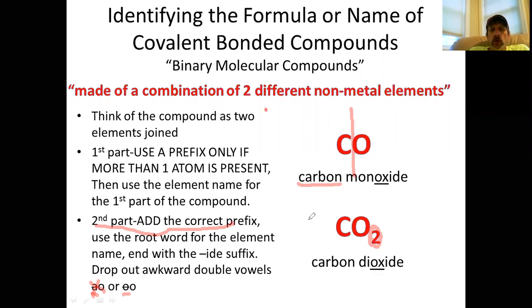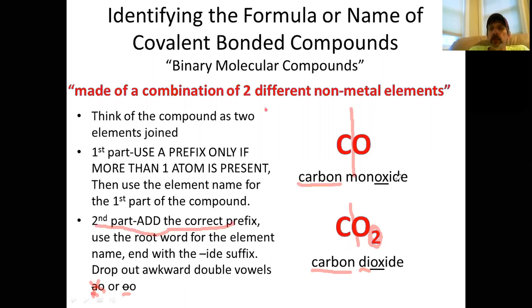Okay. So let's look at this second example. The first part is just the element carbon, so no prefix, carbon. The second part always gets a prefix. Prefix for 2 is di. It's the element oxygen, so it uses the root word for oxygen, which is just ox, and then we add "ide" to the end of it: carbon dioxide, a chemical that most of you have heard of before. Maybe some of you have heard of carbon monoxide as well.